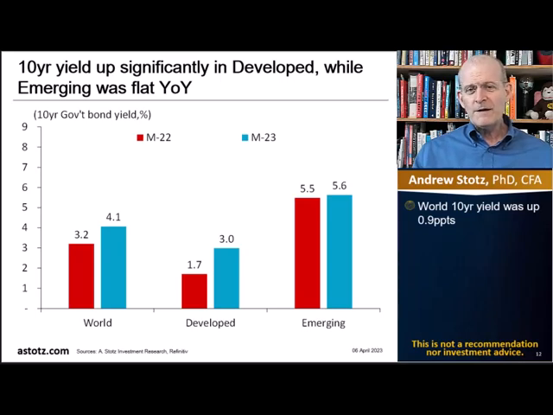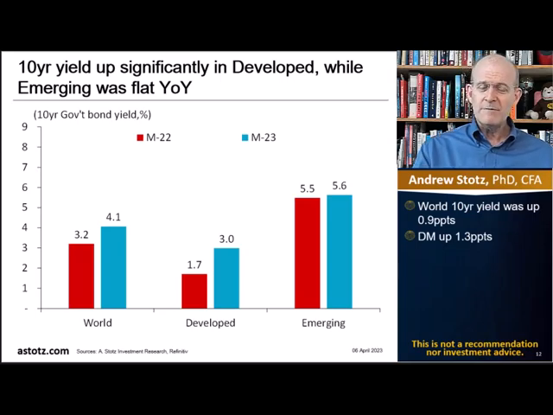Now, almost all that rise came in the developed markets. Developed markets went from 1.7% for 10-year government bond yields a year ago to 3%. That's basically almost double, up by 1.3 percentage points. So the rise in the short-term rate that the Fed initiated, particularly for developed markets, has been reflected in the rise in the long-term rate, by the long-term rate doubling to get to 3%.